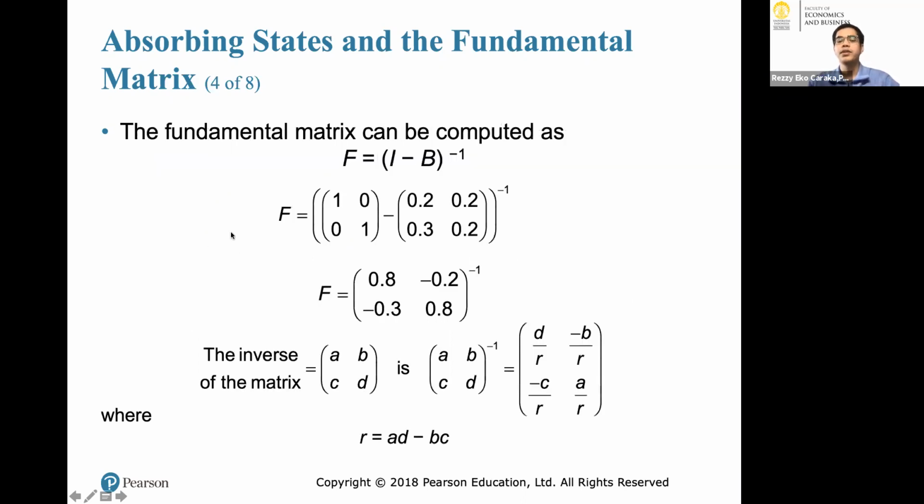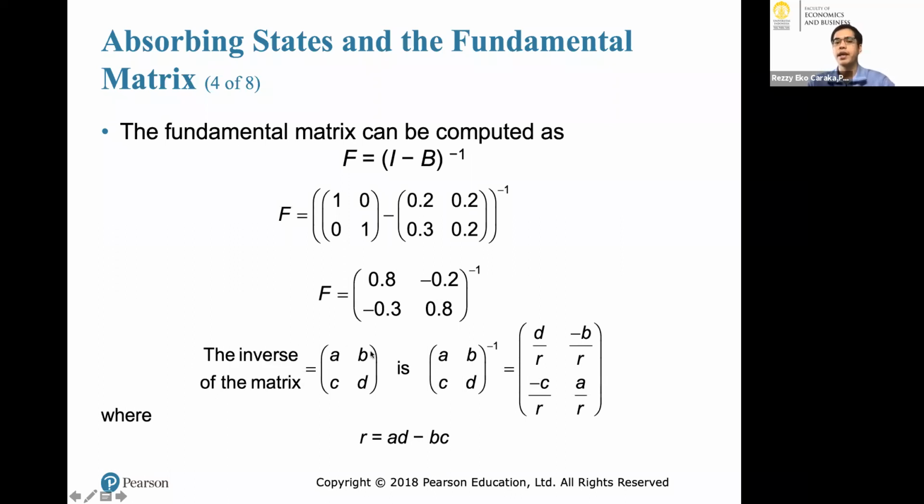So we can analyze the absorbing states in that matrix by using F. For example, F is the fundamental matrix. We can compute it using the identity matrix minus B, then take the inverse of the matrix. If we invert the information, we get this matrix F: 0.8, minus 0.2, minus 0.3, and 0.8. So you have to remember how we invert a matrix.